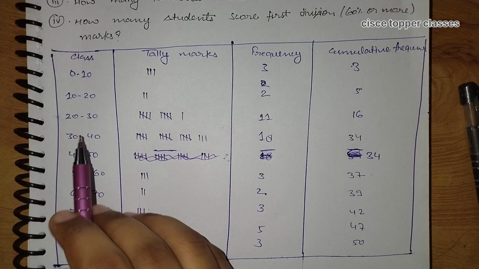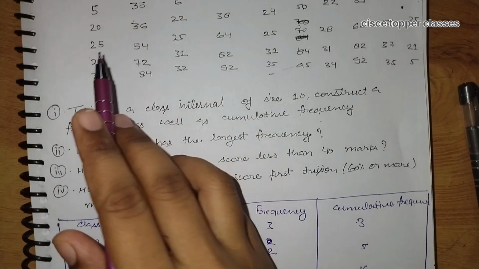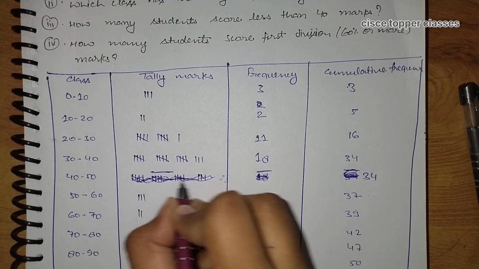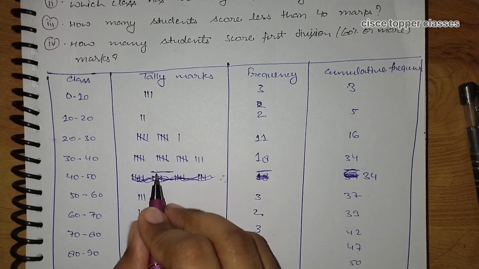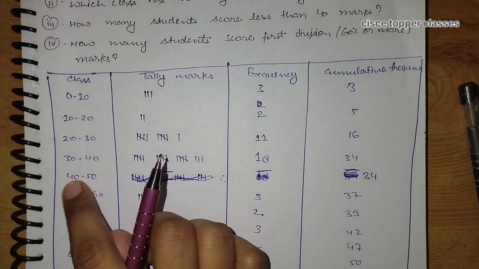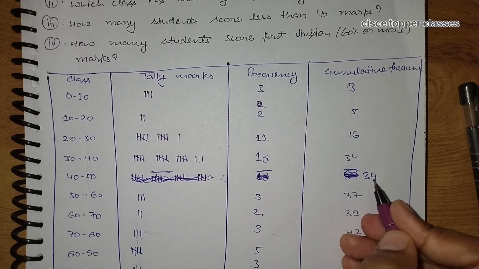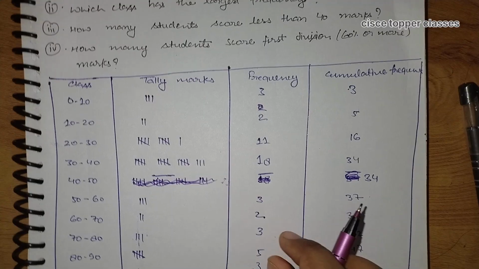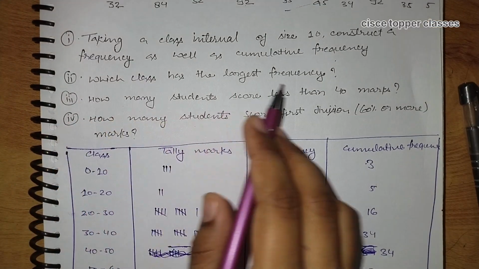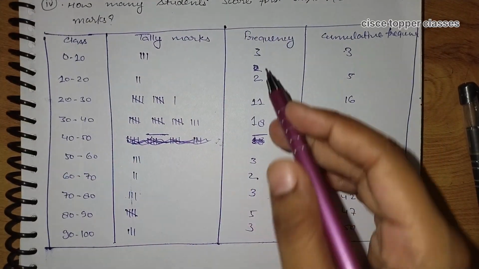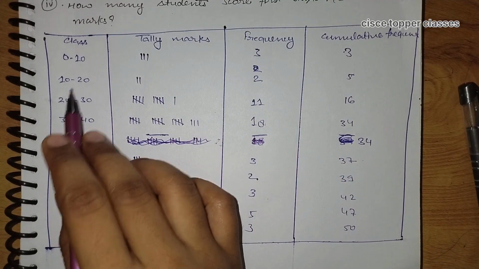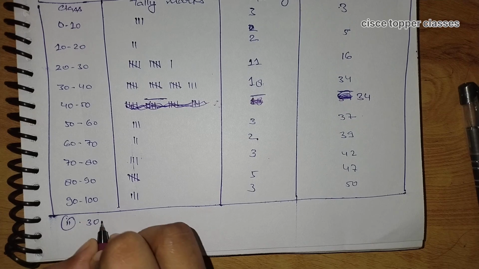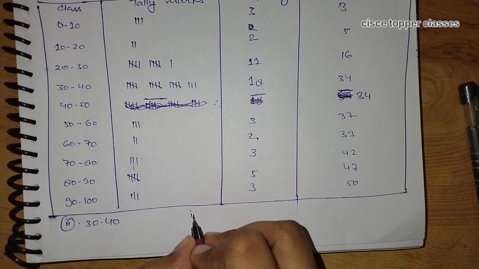As we know, 40 to 50 is blank here, no value can be seen. Wrongly I had written some values here, but after that I crossed them out. So there are no numbers between 40 to 50 in this given data, and the cumulative frequency we can write here is 34. Now for the second part, which class has the largest frequency? This is the fourth class, from 30 to 40. So this is the solution of the second part.